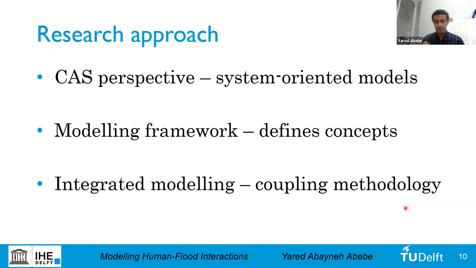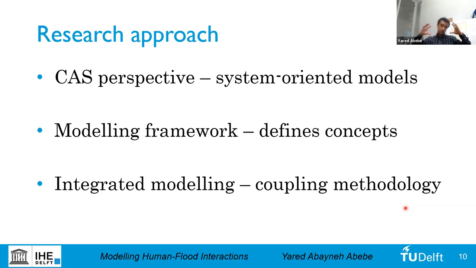The benefit of this is that when you use system-oriented models, you can connect different subsystems, the flood subsystem in this case and the human subsystem, so that you can address both subsystems with the right type of modeling. And then we define concepts. The importance of having a framework is to really define concepts. What are the most important elements that should be addressed in a human flood model? And then finally, an integrated modeling approach has been applied.